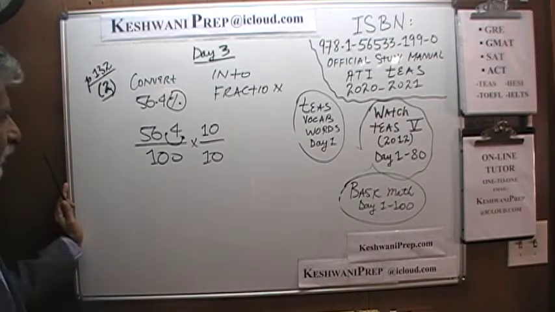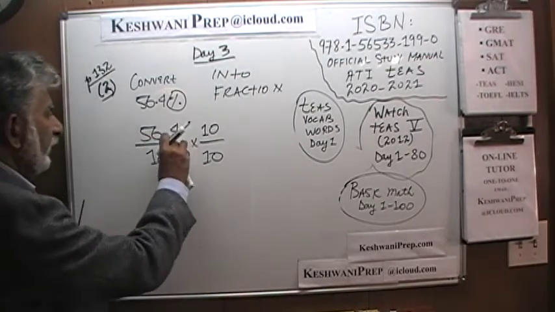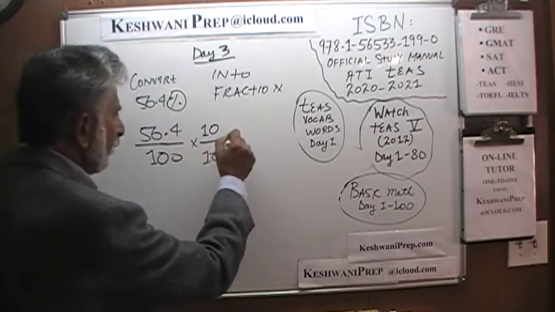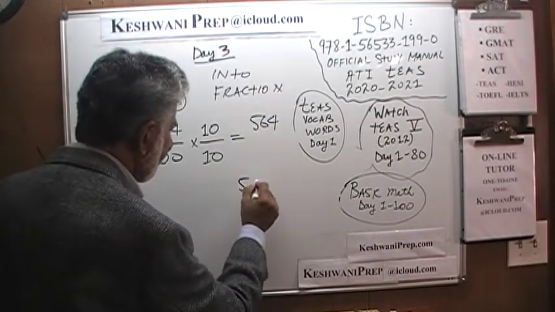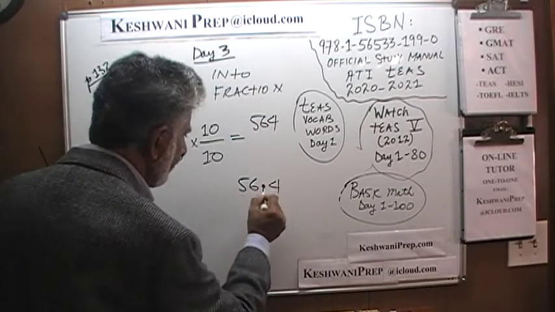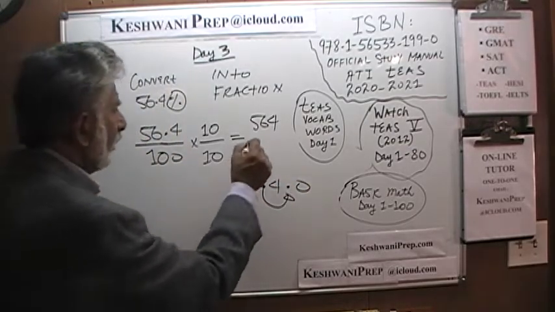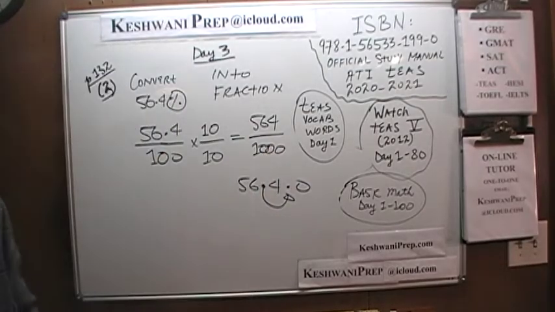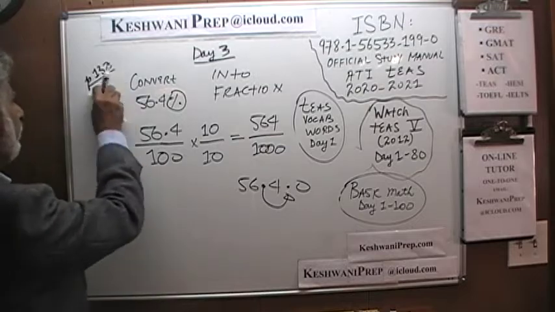If we're multiplying top by 10, we must multiply the bottom by 10. There we go. So 56.4 over 100, when we multiply top and bottom by 10, will become 564, because you see 56.4, we pick up the decimal and move it one spot this way. It becomes 564 over 1000. And that's it. Let's look at number 4.